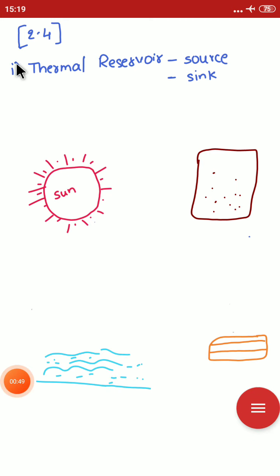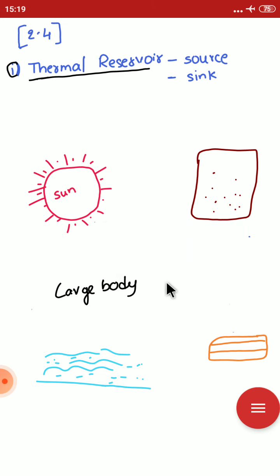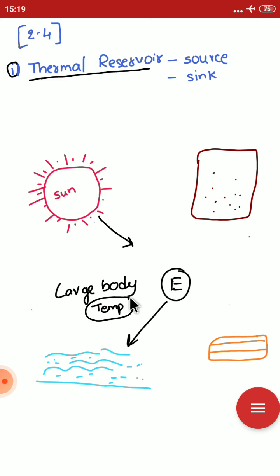Okay, the first topic in this video is about thermal reservoir. Thermal reservoir means it is a large body. Whatever energy we add to it or extract from it, its temperature property does not change. We call such bodies thermal reservoirs.